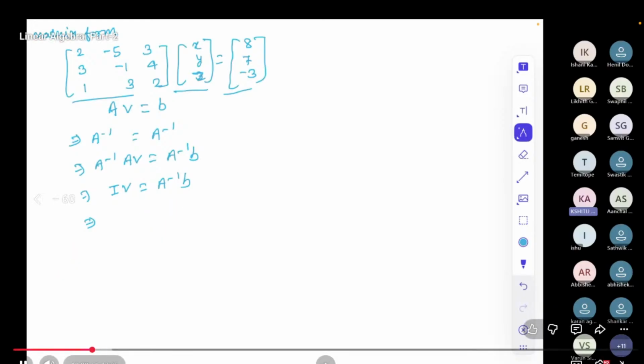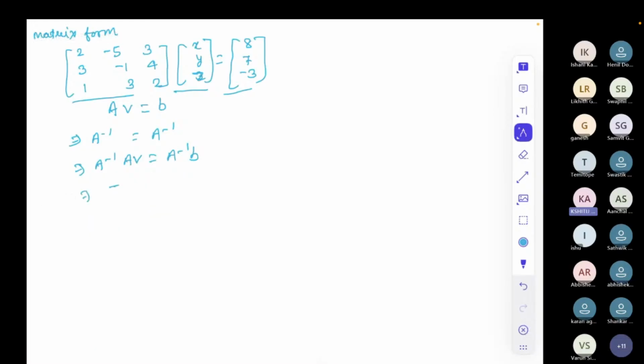Well, the coordinate matrix will be that matrix only, so it will be V equal. And what will be A inverse into A? Can anyone say? Identity matrix, right? And here you will be doing A inverse in B. Identity matrix multiplied by any matrix will be that matrix only, so it will be V equal to A inverse B. So what you have is V is equal to A inverse multiplied with B.